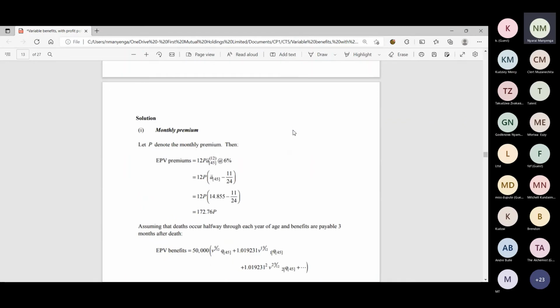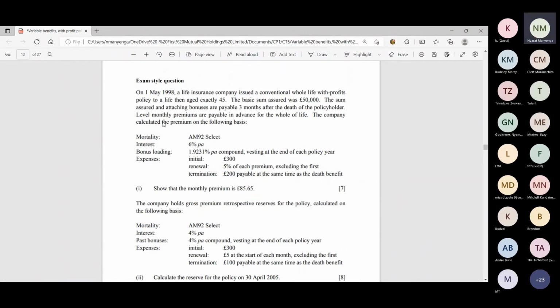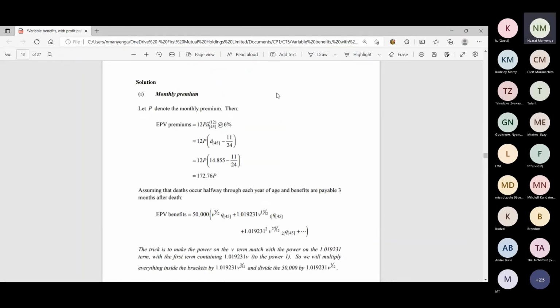So we go to the solution. We first calculate the expected present value of premiums. Here it says level monthly premiums payable in advance for whole of life. So this would be 12 times P, the annual premium, because P is the monthly premium. You want to convert it to an annual premium, so it would be 12P times the annuity due for a select life aged 45 payable 12 times a year.